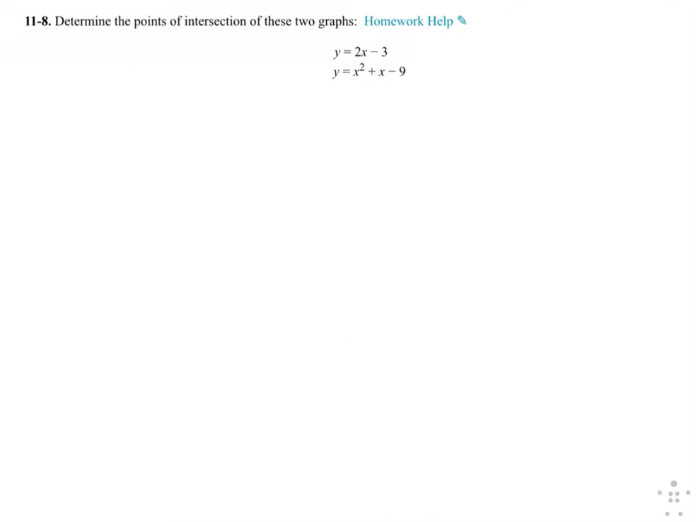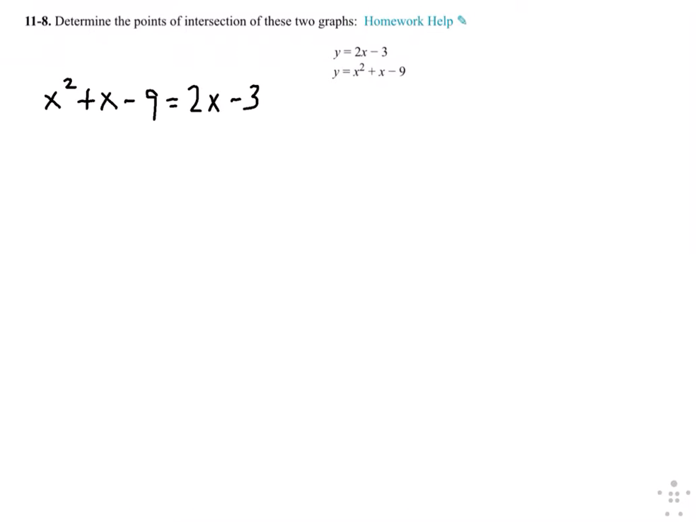Okay, 11.8, they want us to determine the points of intersection. So let's use the equal value method. They're both set equal to y, so that means they both equal each other, right? So we have x squared plus x minus 9 equals 2x minus 3.